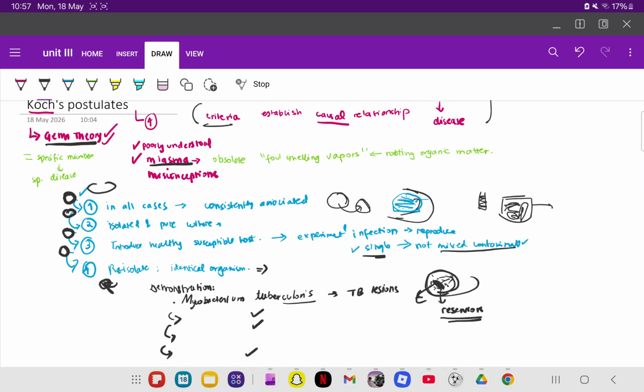If you want to go over this again, here's a quick summary, right? Koch's postulates describe the criteria to establish the causal relationship between a microorganism and a disease. This proves the germ theory of disease. And we keep saying infectious disease. So just to be clear, a lot of people believe infectious means it passes from one person to another. No, infection, like when you use a disinfectant, you're not making sure that it doesn't pass from you to another, right? It's basically infection of the body.